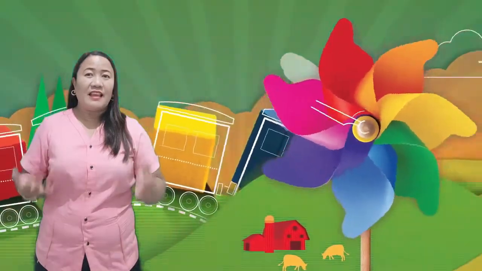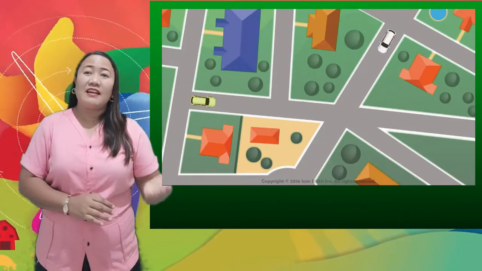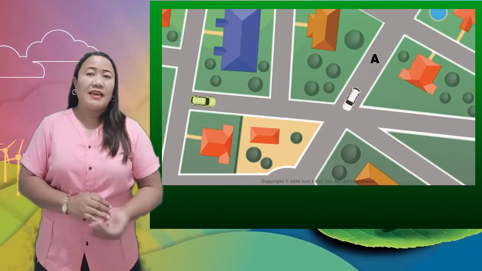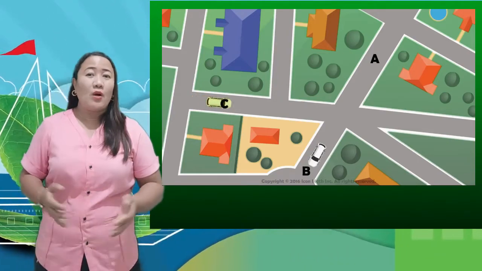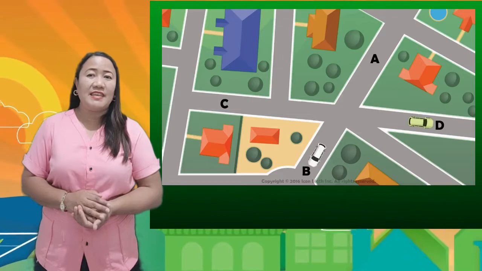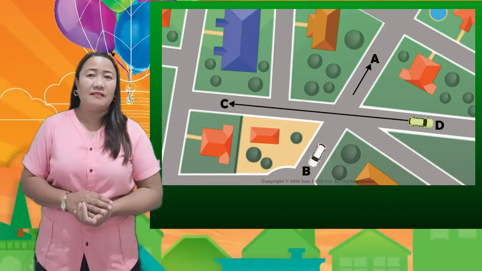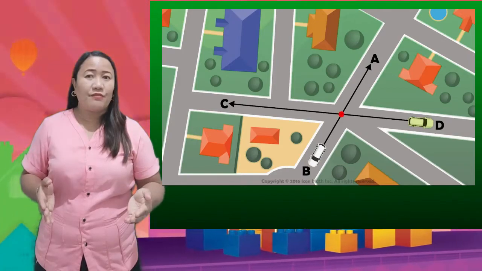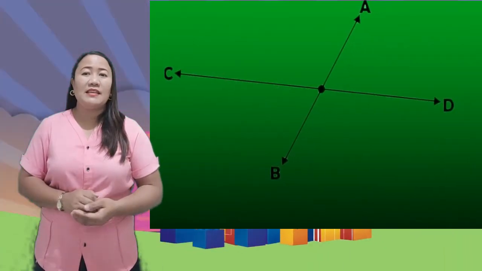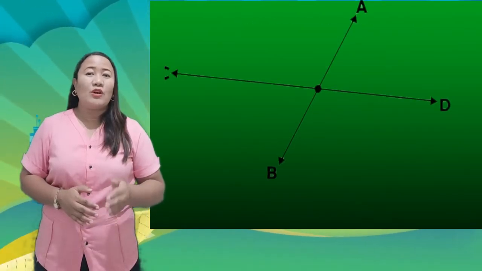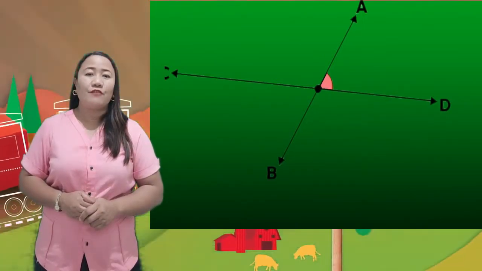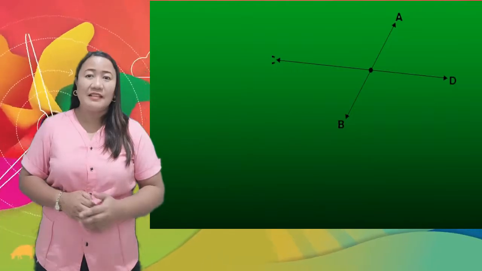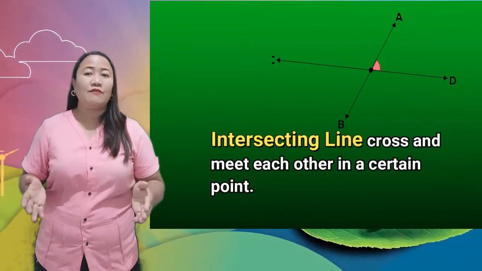Now, let us go back to our image. Let us observe the movement of the 2 cars. The red car passed through point A and is moving toward point B, while the yellow car has passed through point C and is moving toward point B. If we represent the path of these 2 cars by lines, we can see that they meet at some point. We call these intersecting lines. As you can see, intersecting lines form an angle. Intersecting lines cross or meet each other at a certain point, and here are examples of intersecting lines.